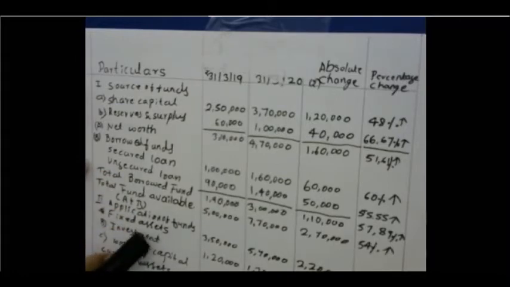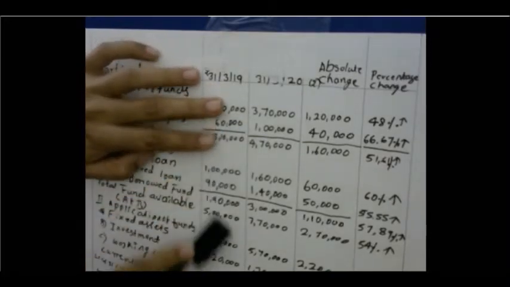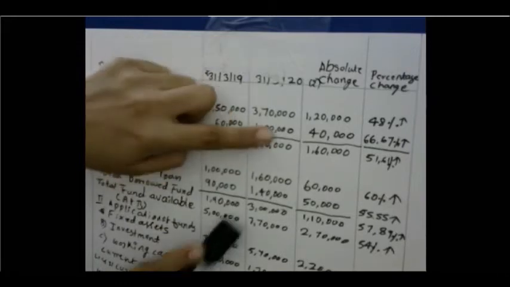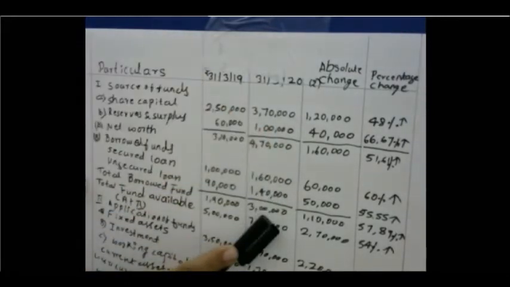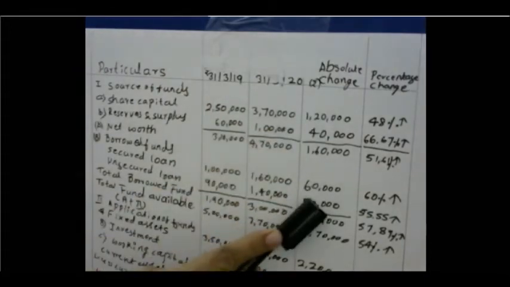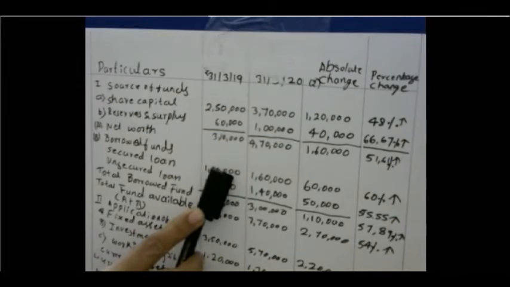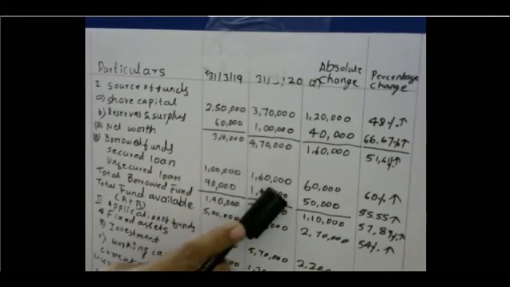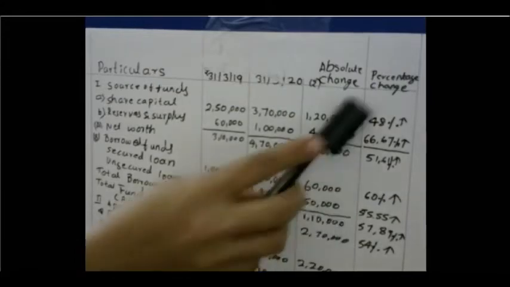Next, the second step is to enter the amounts of the previous year, the 31st March 2019 balance sheet, in the second column. Then in the third column, record the amounts of the current year's balance sheet. In the fourth column, record the absolute change, the difference between the current year and the previous year.